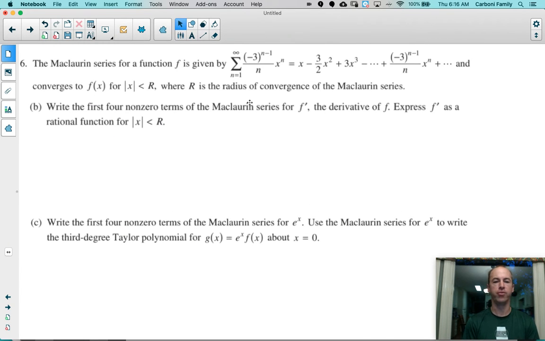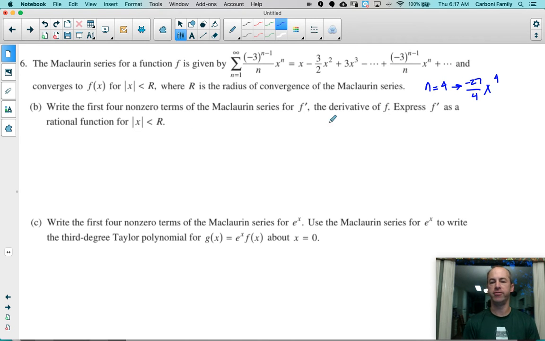So B, right, the first four non-zero terms for f prime, and they gave us the first three terms for f. I'm going to go ahead and find the fourth term as well. So we're starting where n equals 1. So that's n equals 1, 2, 3. I need n equals 4. So if I do n equals 4, my original fourth term would be negative 3 cubed, which would be negative 27 over 4 times x to the fourth.